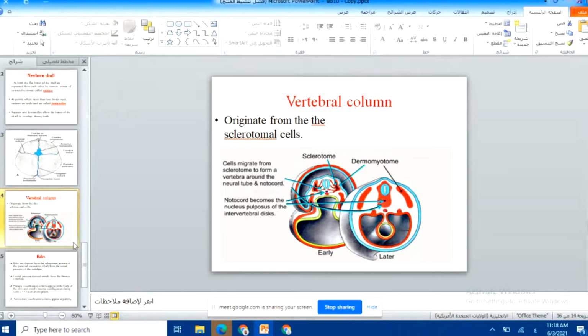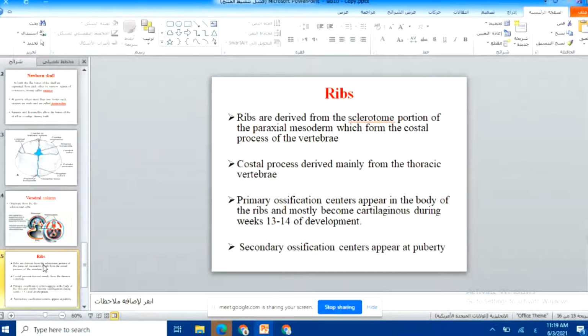Okay, let's move to the vertebral column. All you need to know is the origin of each one. Like this one is originated from sclerotomal cells. The cells of the sclerotome will form the vertebral column. They will migrate from the neural tube and notochord. Then this notochord will become the nucleus pulposus in this case, and they will form the intervertebral discs. For the ribs, you just need to know it is derived from the sclerotomal portion also.